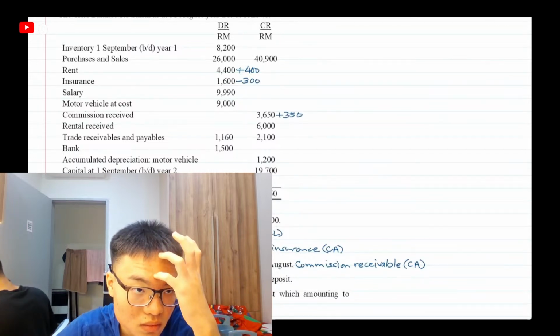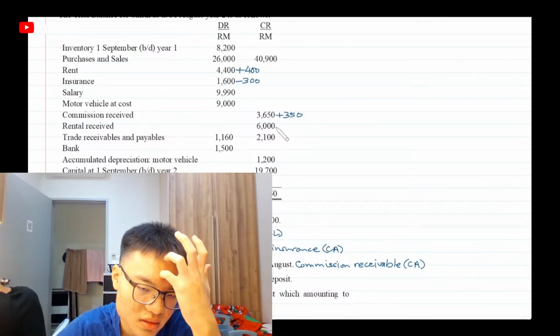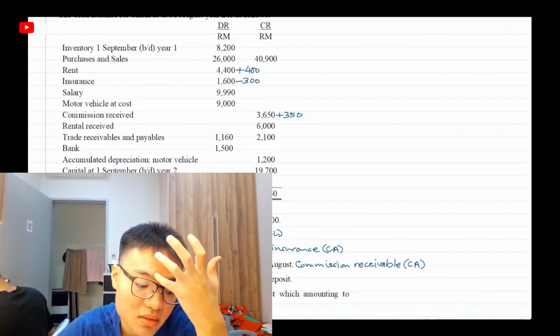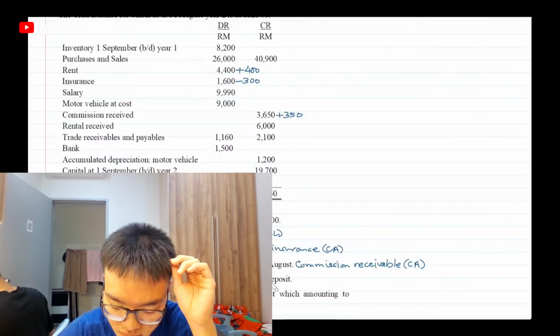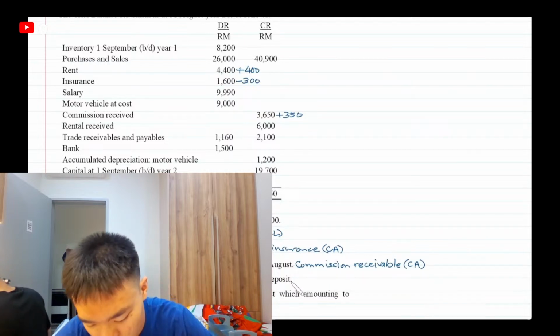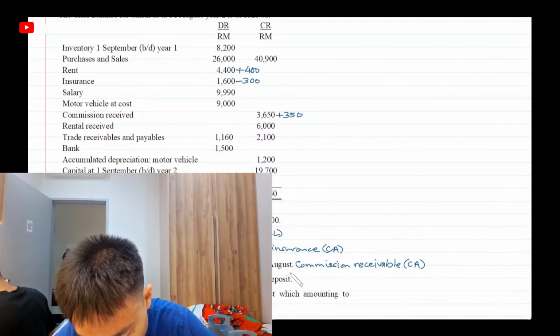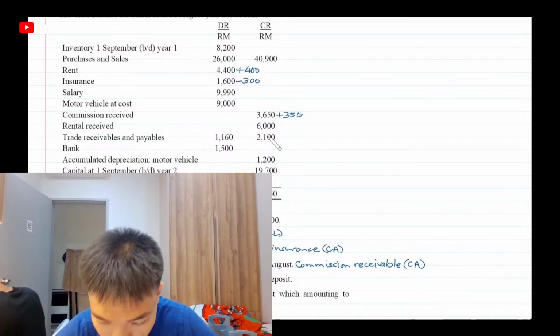Number 5, 15 months rental was received, which includes 3 months deposit. So if you look at this rental received, 6,000 ringgit, this is a revenue. 6,000 ringgit is for 15 months rental. Now you have only 12 months in a year, right? So you cannot recognize more than 12 months rent revenue. If people pay you 15 months rent, what does that mean? They have prepaid 3 months for next year's rent as well. So your rent revenue, you must only record 12 months rent revenue. Okay? 3 months is for next year, you count as next year's revenue.